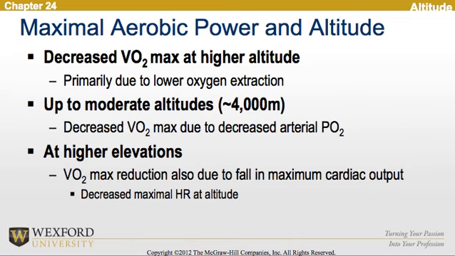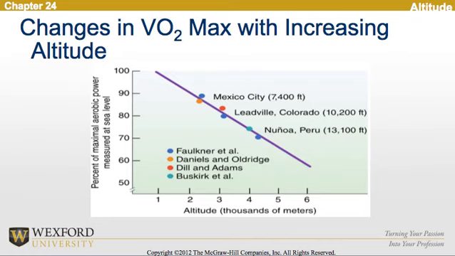However, at higher elevations, the VO2 max reduction is also due to the fall in the maximum cardiac output, which is a decreased maximal heart rate at altitude. The following graph shows the changes in VO2 max with increasing altitude.